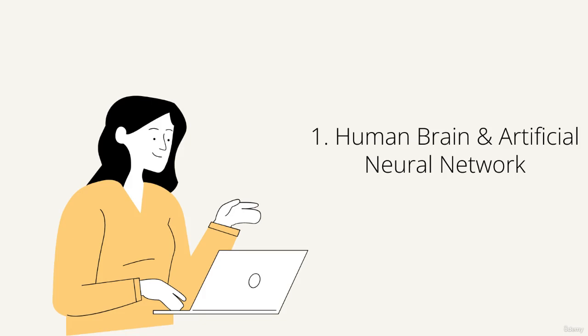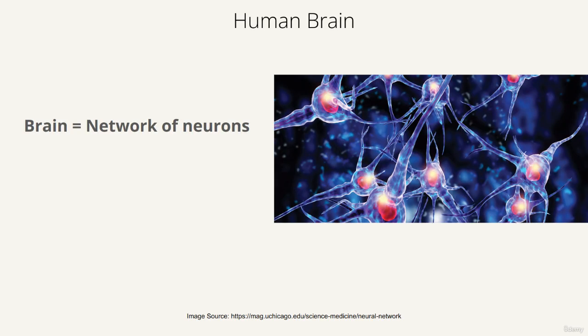In this session, we'll learn the basics of the biological neural network located in the human brain, and we'll see how the artificial neural network that powers AI and machine learning models is derived from the same network. Our brain is a network of neurons. A neuron is basically a cell in our nervous system.